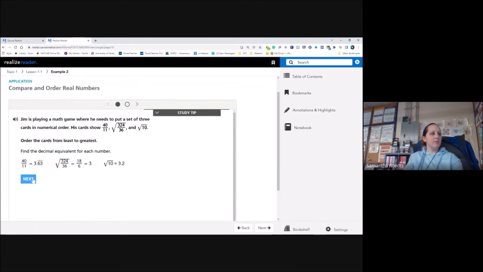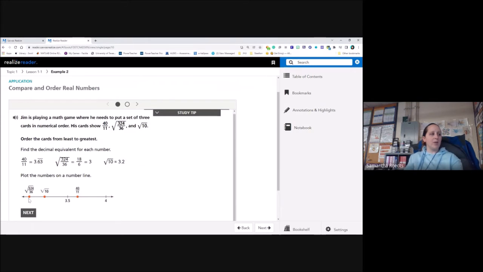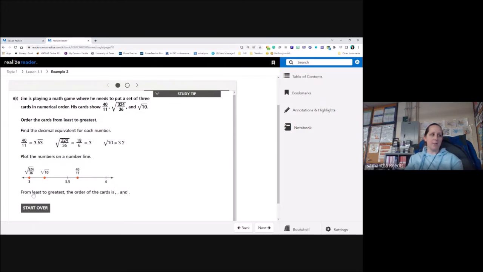So looking at it on a number line, square root of 324 over 36 is at 3. Square root of 10 is between 3 and 3.6, so that's the next one. And then 40 over 11 is my largest number. So from least to greatest, the order of the cards is the square root of 324 divided by 36, the square root of 10, and 40 over 11.